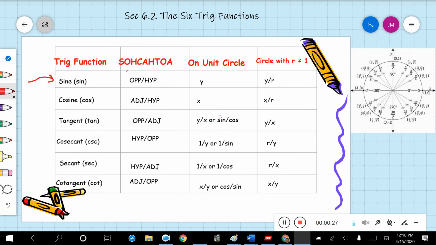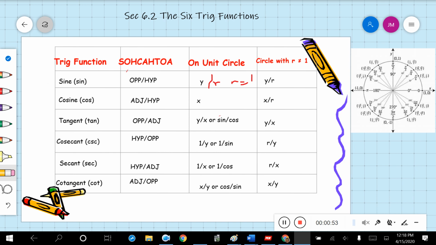On the unit circle, the sine is the y value. And on a circle with radius not equal to 1, it's the y value over the radius. The difference between it being on the unit circle and being on a circle of radius other than 1 is that this is really y over r, but r is equal to 1.